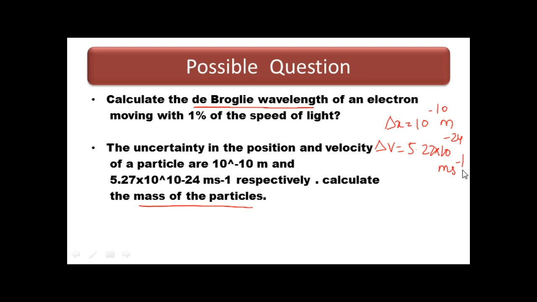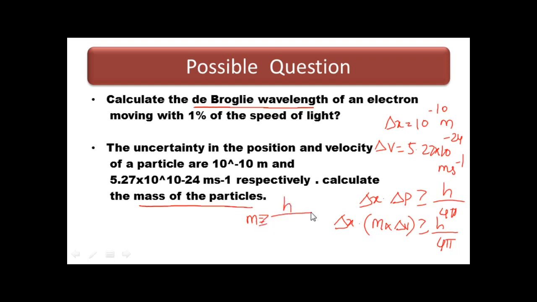So the formula: delta x delta p is greater than or equal to h by 4 pi. What is the momentum? Mass into change in the velocity, greater than or equal to h by 4 pi. What is the question? Calculate the mass. So we have to rearrange the formula: m is greater than or equal to h by 4 pi multiplied with delta x into delta v.